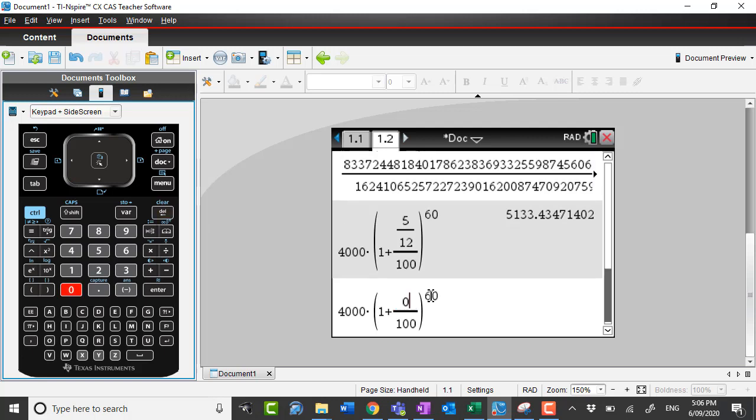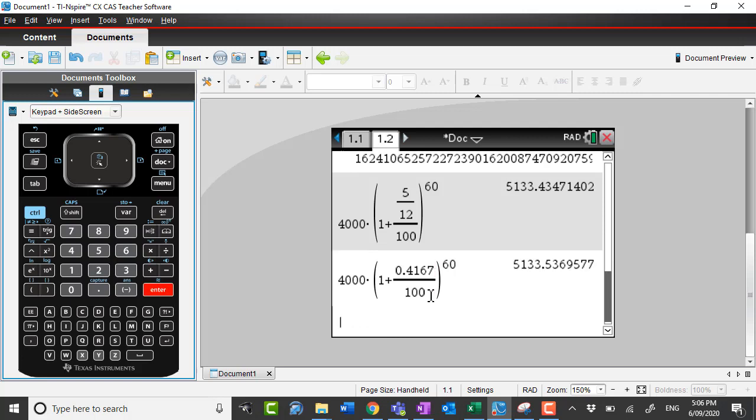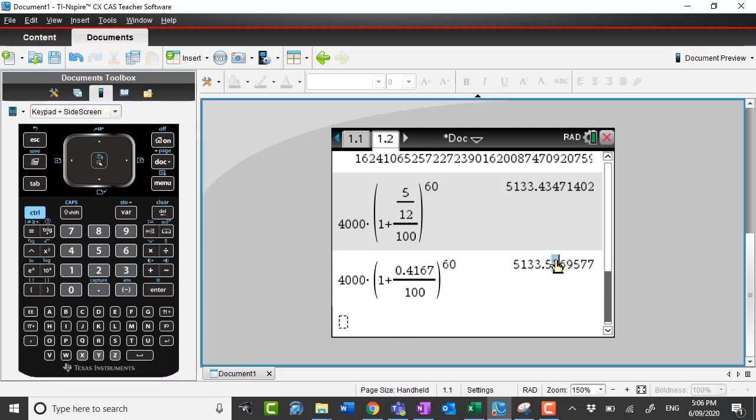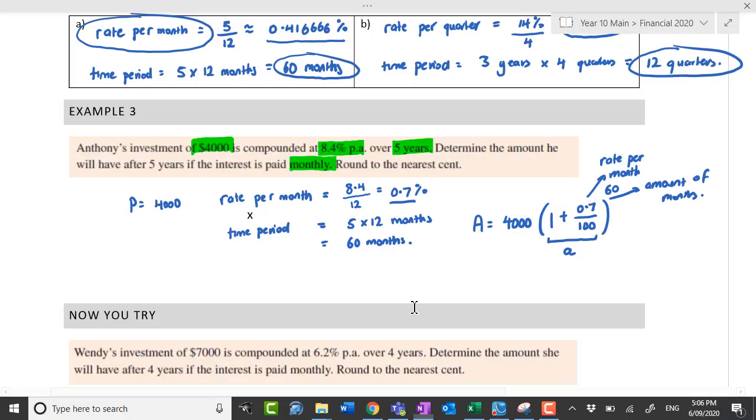If I did some rounding, 0.4167, for example, then there's going to be some difference, not much. We're looking at about 10 cents or something like that. But if you can, use this in the calculator. This is the exact value. This is one that you've rounded off.